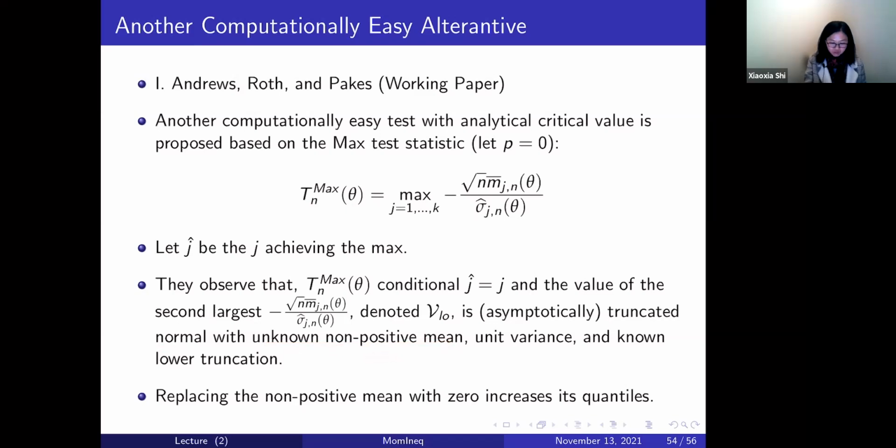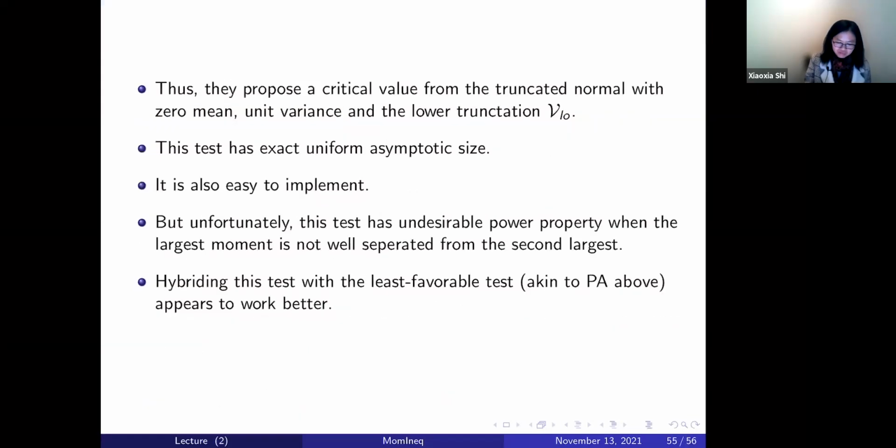However, this truncated distribution is non-decreasing in the mean. So if you know that the mean is non-positive, and you replace it by 0, you make the statistic bigger. So if you come up with the critical value that way, the critical value is not too small, and you still come up with an upper bound for the limiting distribution of the test statistic. So they propose a critical value from the truncated normal with 0 mean, unit variance, and a known lower truncation. This test has exact uniform asymptotic size as well.